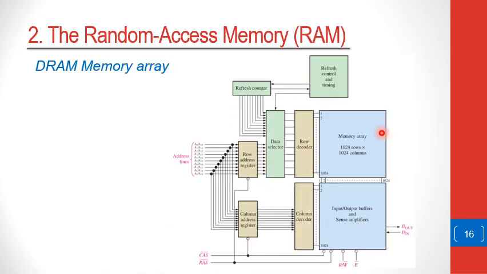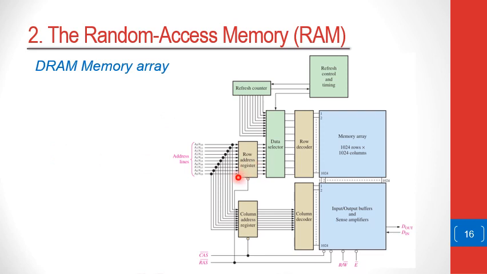This gives an example of a DRAM memory array. What's interesting in this case is that the memory array has logic for refreshing. So this is a refresh control and timing and refresh counter. The purpose of this logic is to ensure that from time to time, the contents of the memory array are updated or refreshed.